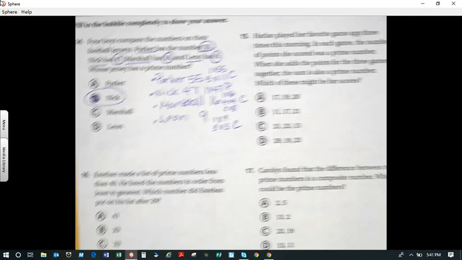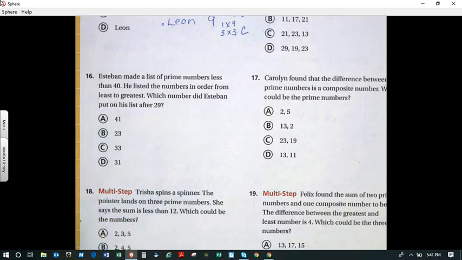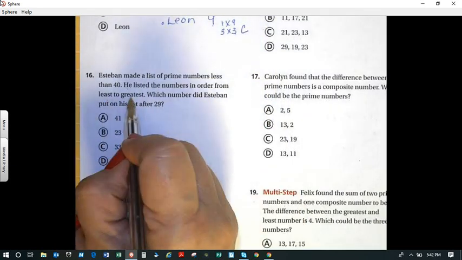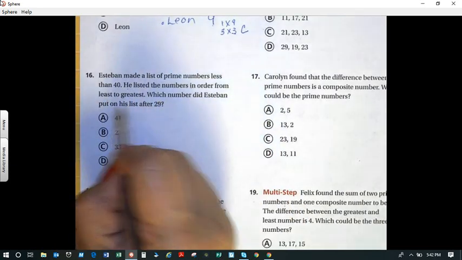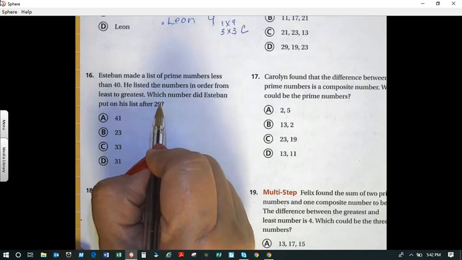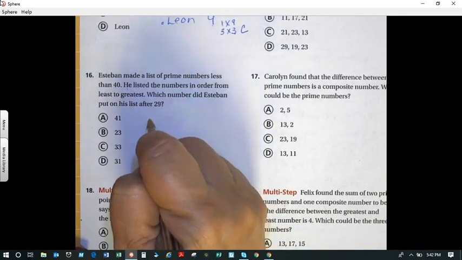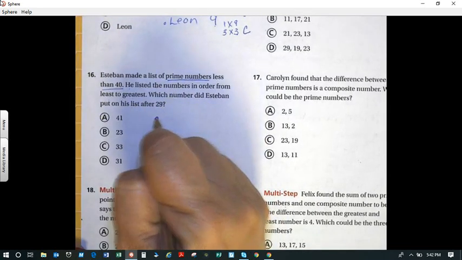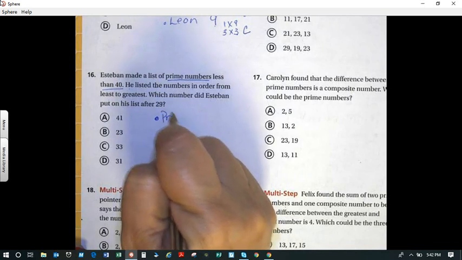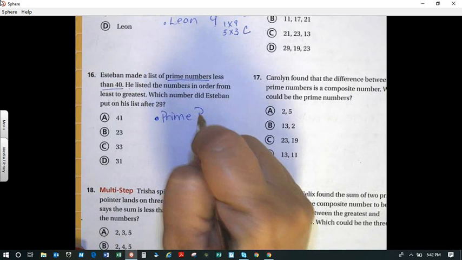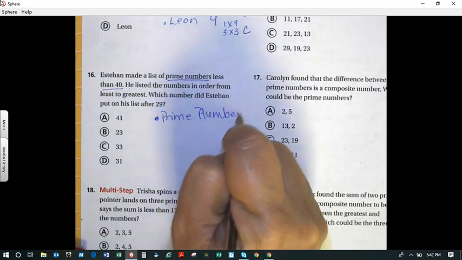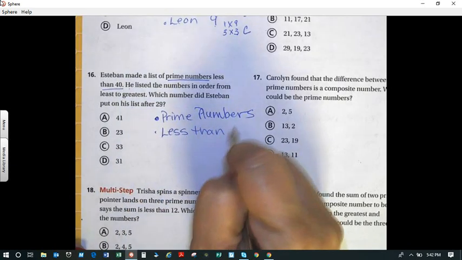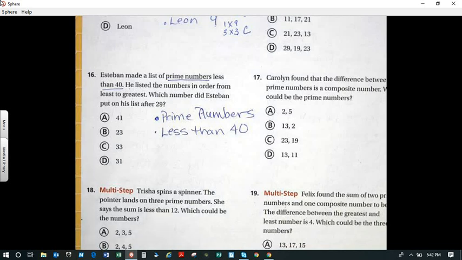Let's go to Esteban, number 16. Made a list of prime numbers less than 40. Now he listed the numbers in order from least to greatest. Which number did Esteban put on his list after 29? Okay, so remember, prime numbers less than 40. So I have prime numbers less than 40.